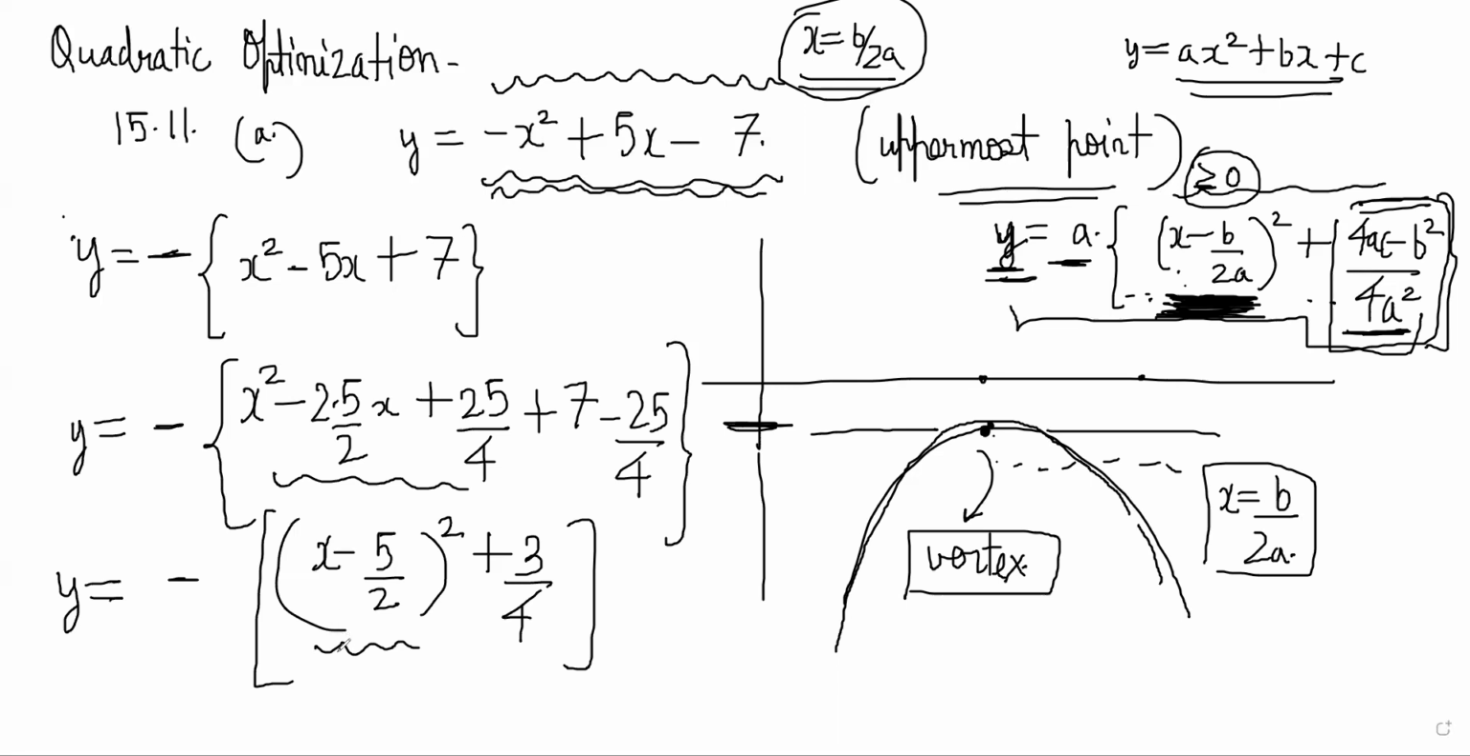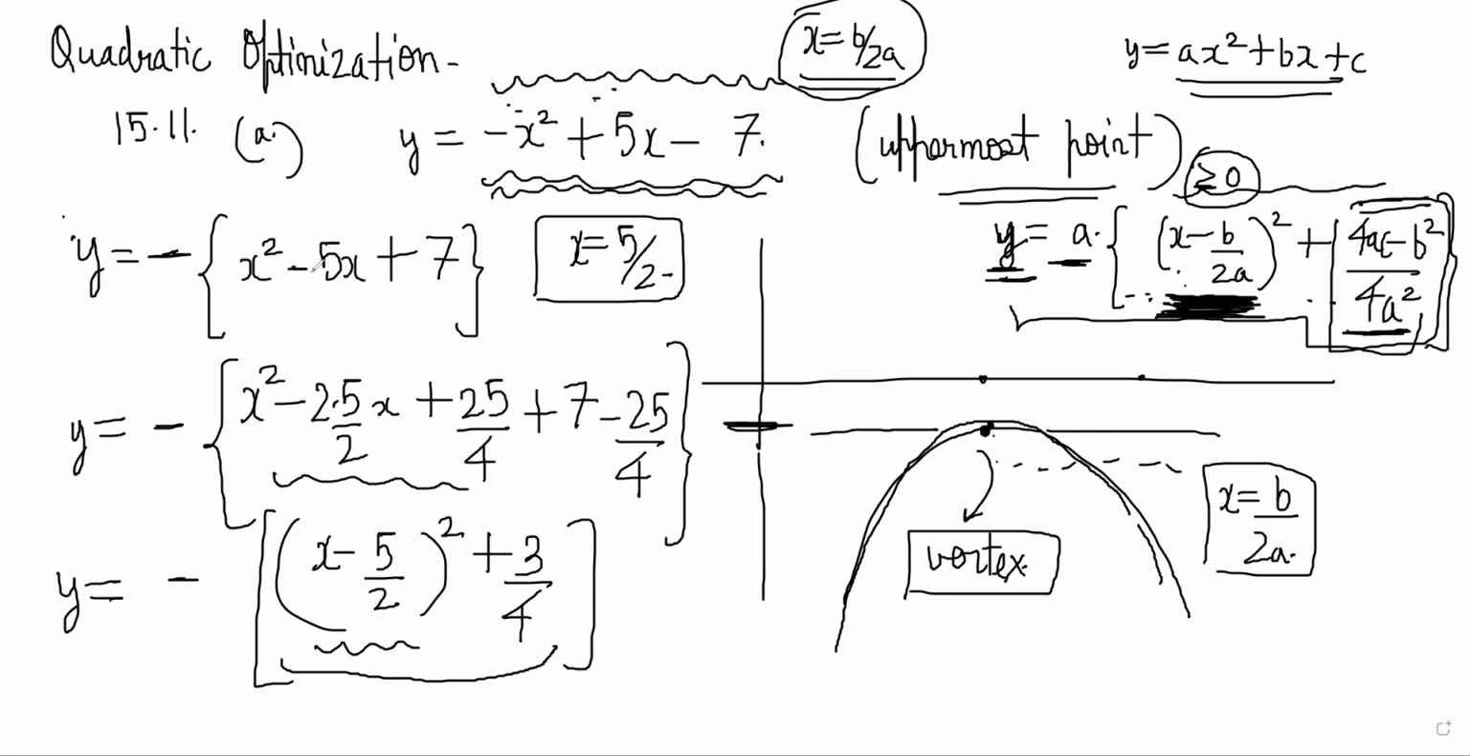Suppose x was not 5 by 2. You should realize that the overall thing is more if x is not 5 by 2, and y is equal to negative of that, so it will be lower, right? So the maximum happens when x is equal to 5 by 2. Are you understanding what I'm saying? Yeah, I understood. So notice that that is the b by 2a of this graph.